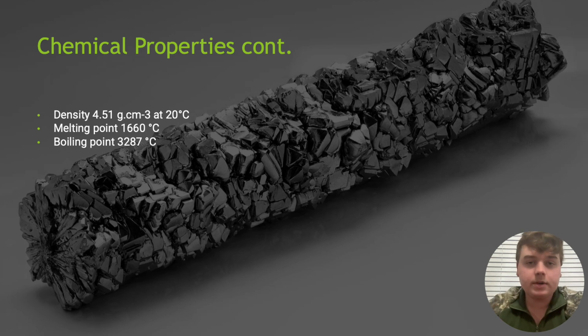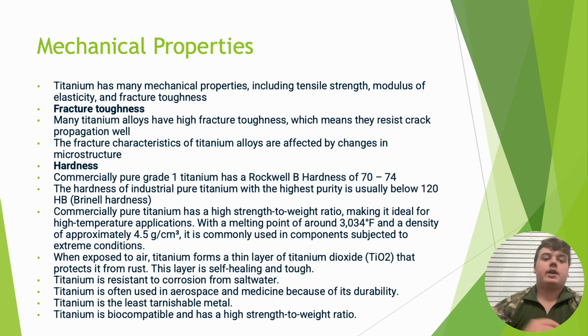This is the chemical properties continued. Titanium has a density of 4.51. Titanium's melting point is, like I said before, 1660 Celsius, and titanium's boiling point is 3287 Celsius. Mechanical properties. Titanium has many mechanical properties, including tensile strength, modulus of elasticity, and fracture toughness. We'll start out with fracture toughness.